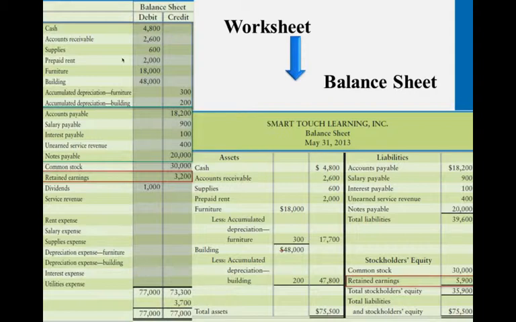Now, what about the building? For the building, you see the original cost, the purchase price, is $48,000, and now we depreciate it by $200 here. So the current value really is no longer $48,000. We think of it as the book value of the building being $47,800. So the middle column here, the left-hand side column, is really there just to do a subtotal for these assets.